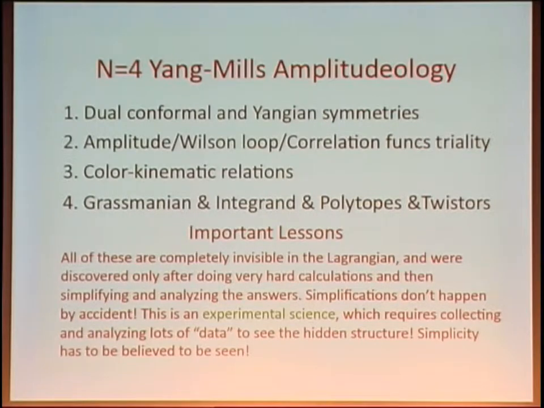The way all these things were discovered in the past years, they were discovered after doing very hard calculations. So people really marched on. For example, the way dual conformal invariance was first discovered, people looked at two integrals and found magic identities between them, and then, of course, went on to write generators and so on. So people did very hard calculations.